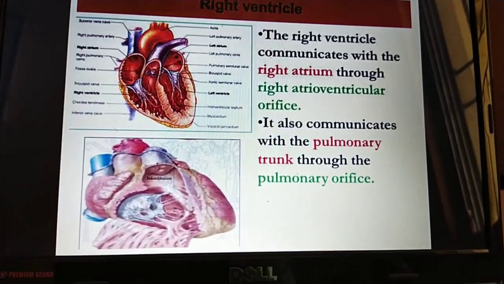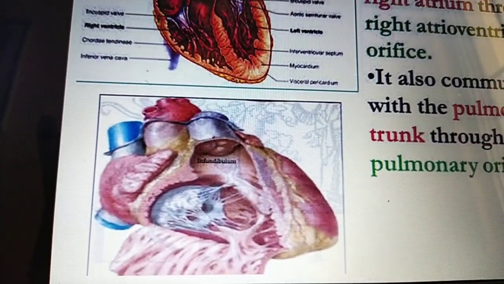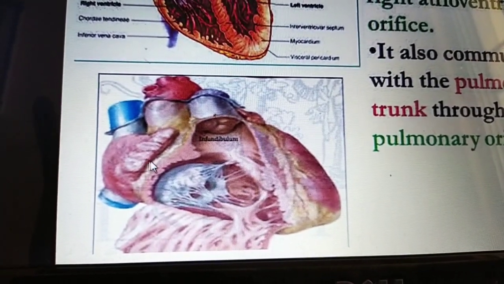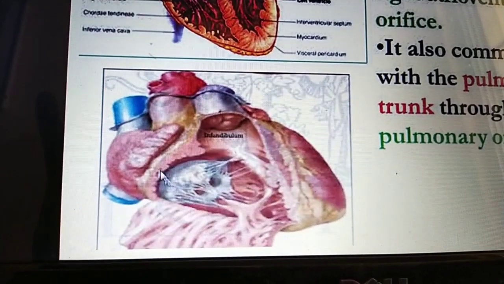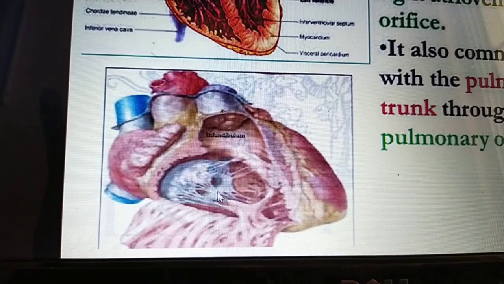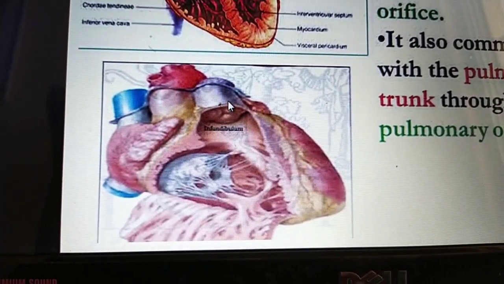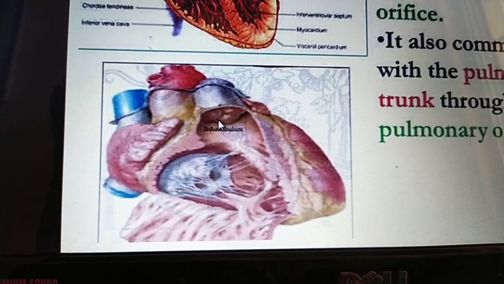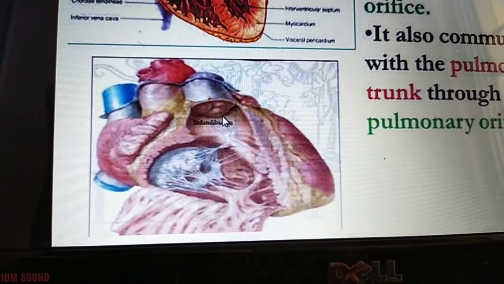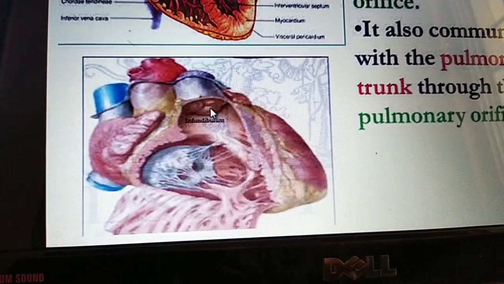Now you can see here in this structure there are two communications. This is to the atrium by the atrioventricular orifice. This is the right atrium and this is the ventricle, and this is the atrioventricular orifice, and this is the pulmonary trunk and this is the pulmonary wall. And this is the infundibulum of the pulmonary. And this orifice is called the pulmonary orifice.